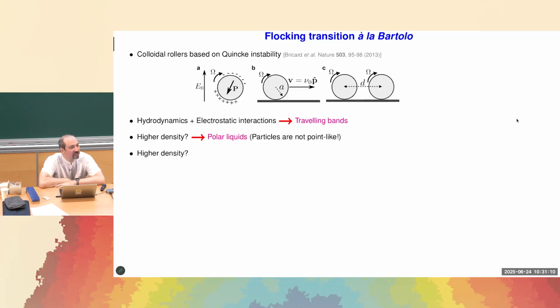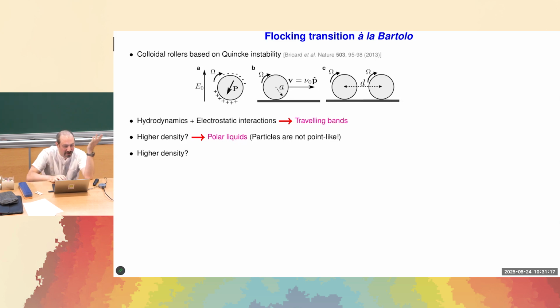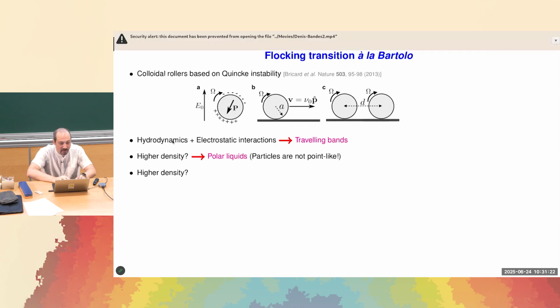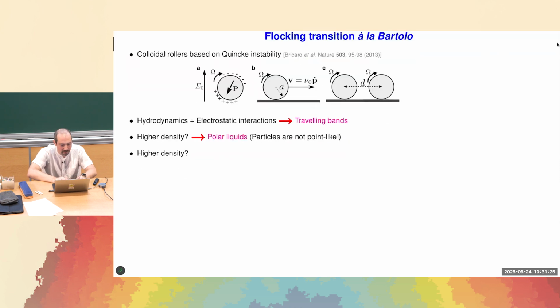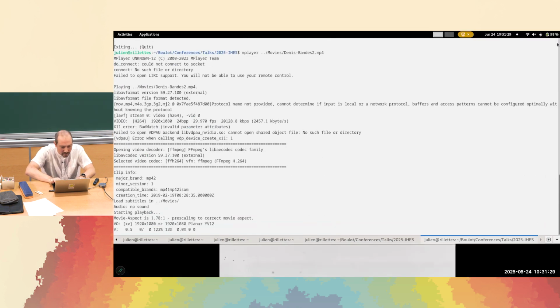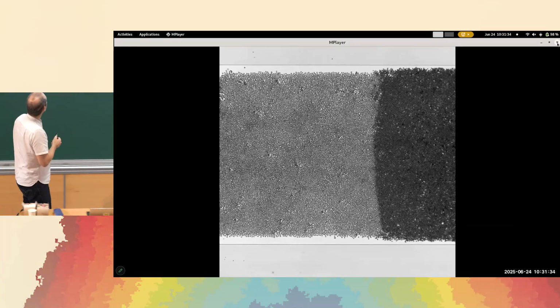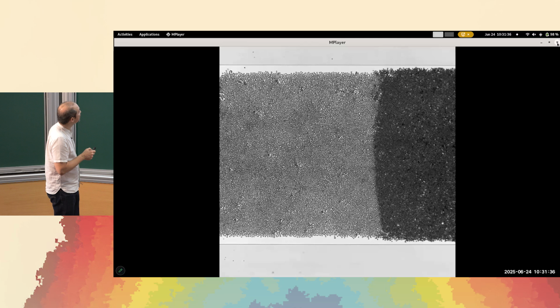Now, if you go to even higher density, we go back to the previous part of my talk. Particles are not point-like. They should interact together. And what I told you is that they should do MIPS. So, Denis Band 2. OK, so this is a much denser polar fluid. Here you have a very dense polar liquid that's flowing to the right, undergoing motility-induced phase separation, creating an even denser phase. This is arrested.